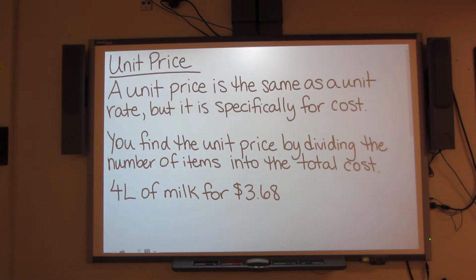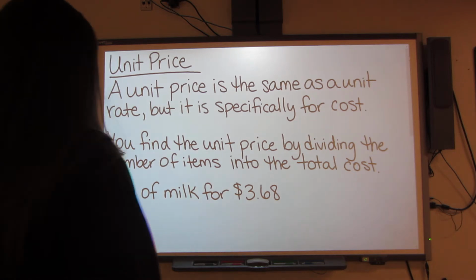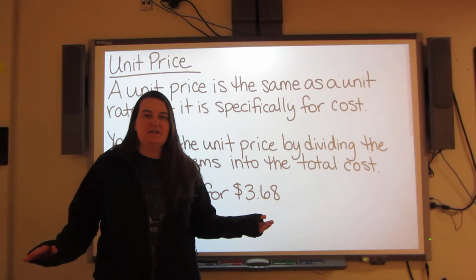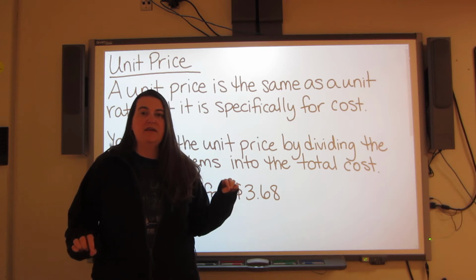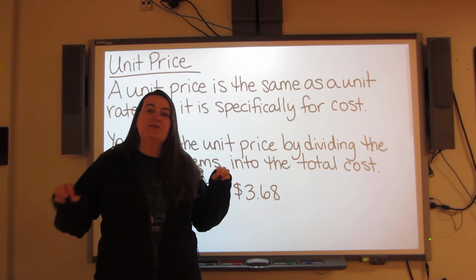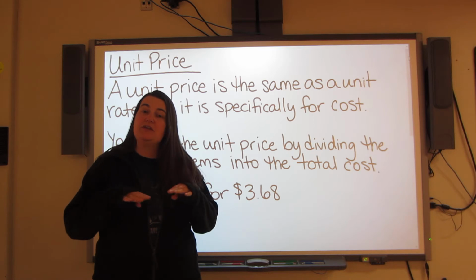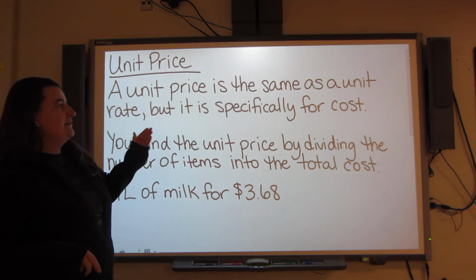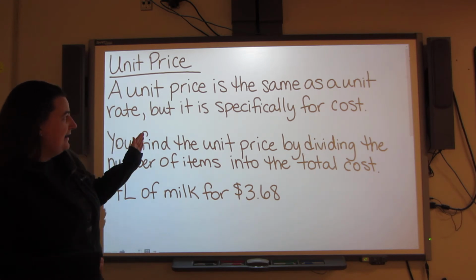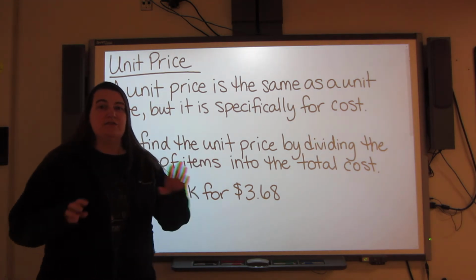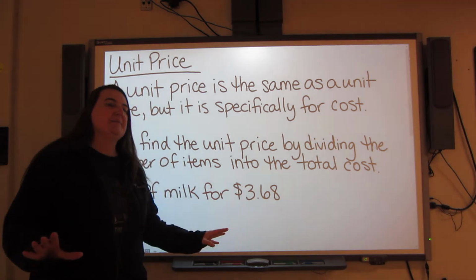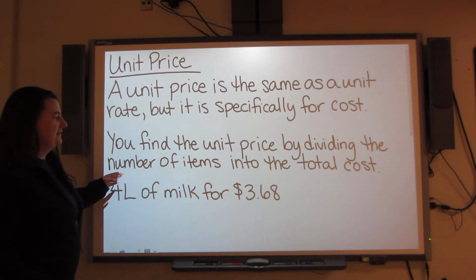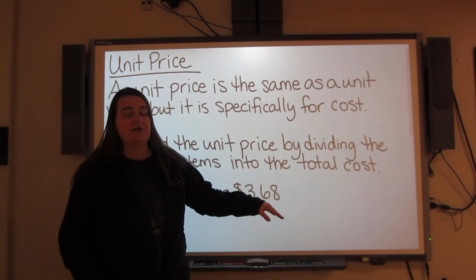Today we're talking about unit price. The procedure to find unit price is exactly the same as you did yesterday for unit rate. It's the exact same thing, just termed differently, because when you're talking about unit price, you're only talking about the cost of something. So a unit price is the same as unit rate, but it is specifically for cost. So you're only dealing with money today. You find the unit price by dividing the number of items into the total cost.